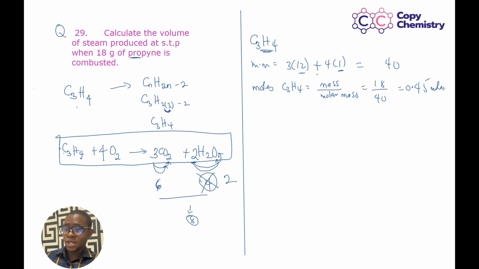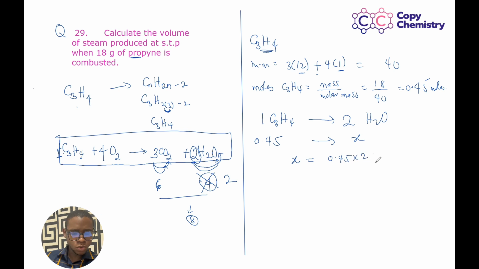From this equation here, we can see that 1 mole of propyne would produce 2 moles of steam. Okay, it's water gas, so that's steam. It means that if 1 mole of C3H4 produces 2 moles of steam, H2O, 0.45 of the C3H4 would then produce X moles of steam. Simple proportion there, and X becomes 0.45 multiplied by 2, which should give us 0.90 mole of steam.